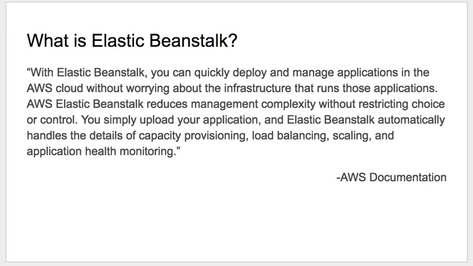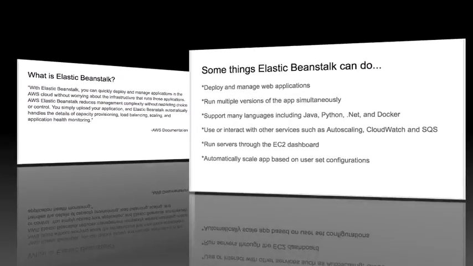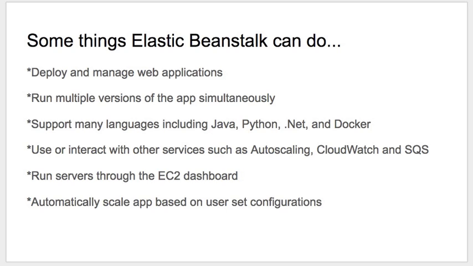According to Wikipedia, platform as a service is a category of cloud computing services that provide a platform for allowing customers to develop, run, and manage web applications without the complexity of building and maintaining the infrastructure typically associated with developing and launching an app. So, essentially, what Elastic Beanstalk does is use Amazon Web Services for you.